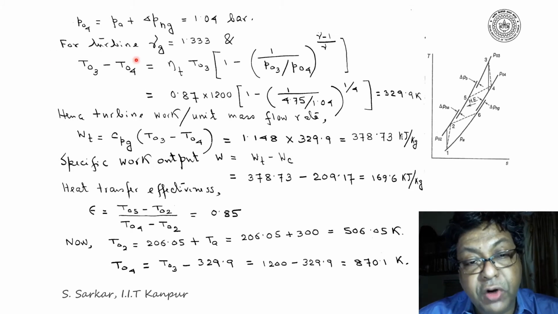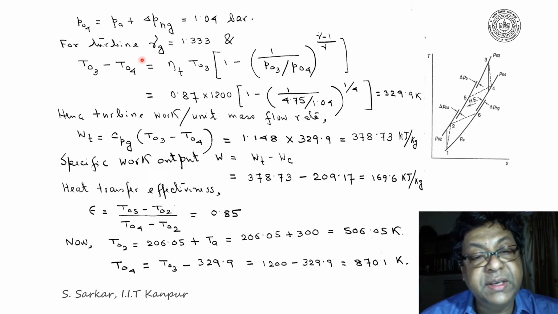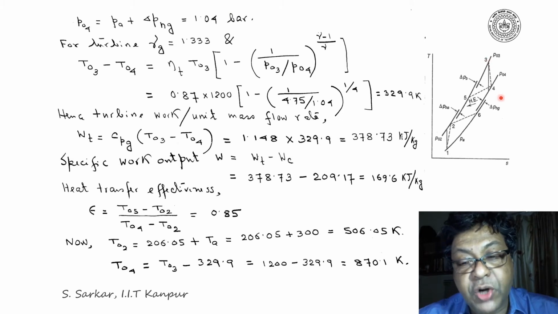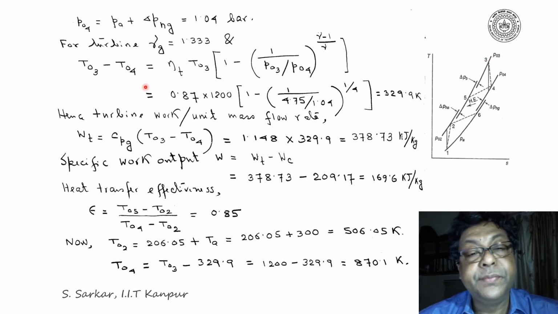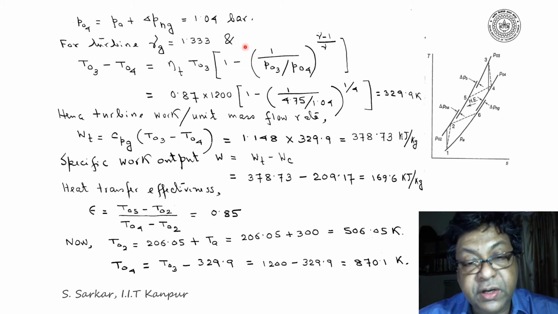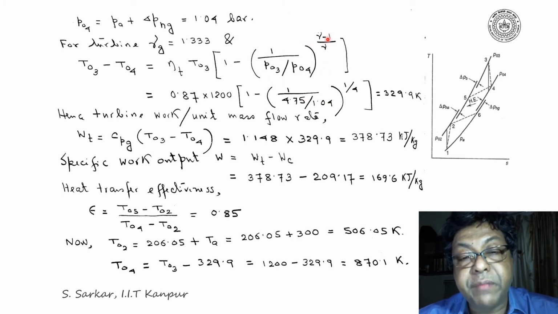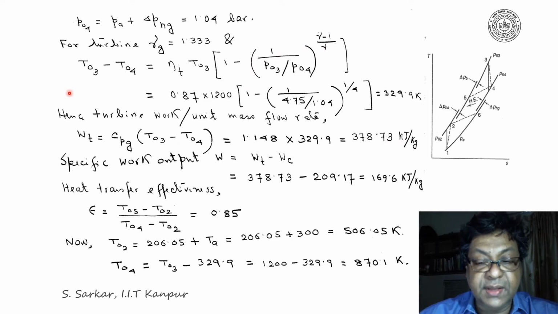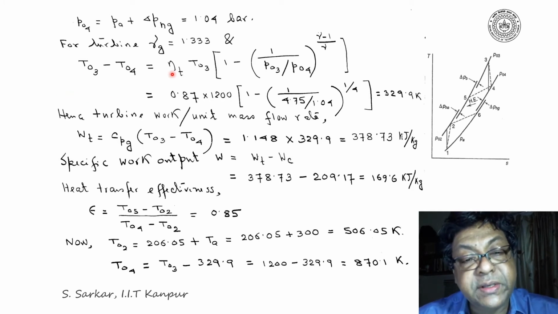Now, for the turbine, I should use gamma G as 1.333. Now, T03 minus T04, that is, temperature drop in the turbine, can be evaluated as eta T into T03 within bracket 1 minus within bracket 1 divided by P03 by P04, that is pressure ratio in the turbine, to the power gamma minus 1 by gamma. This expression I have also derived while illustrating the flow through turbine.